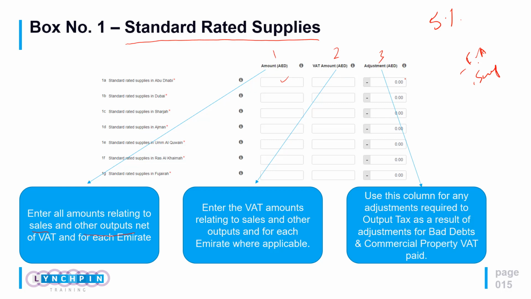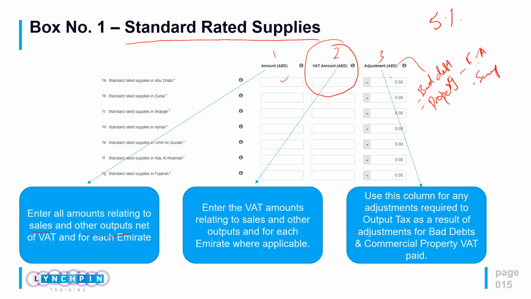Box number 3 is if you have any adjustment. Now adjustment means that if you have anything on which you have got some bad debt relief, or you have paid any property VAT, which is like if you have bought a commercial property itself, sold a commercial one. In that case you may have included this VAT here and you will be adjusting it in this box. I'll give you an example.